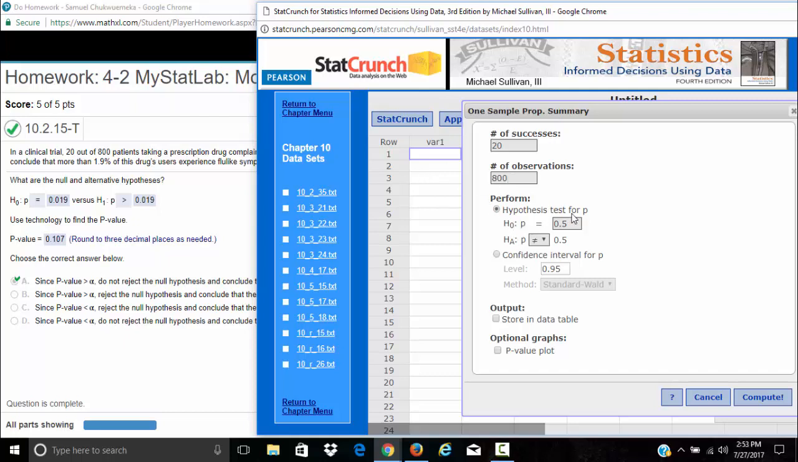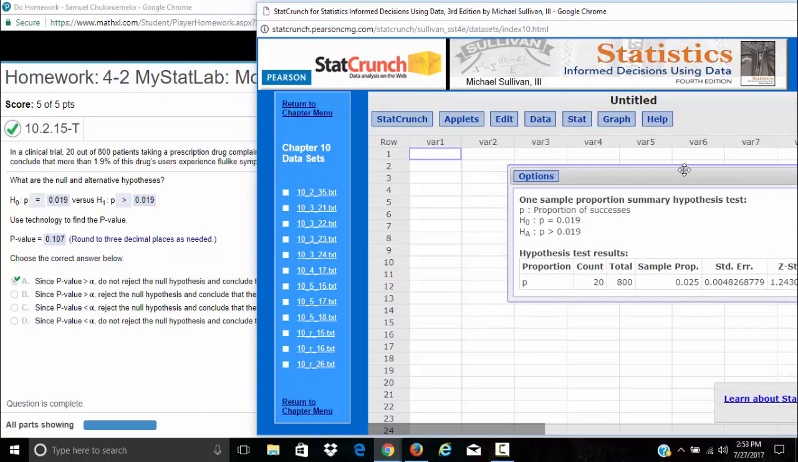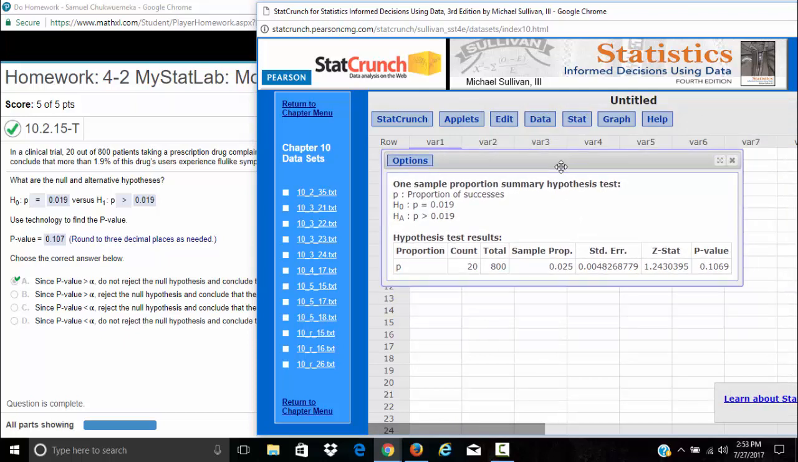We want to perform a hypothesis test, okay? P in this case is 0.019. And the alternative hypothesis is greater than. So you click here, select greater than, okay? It is a right-tailed, one-tailed test. So make sure this is selected, hypothesis test. And you just click compute, okay? When you click compute, you can see it here. The p-value is 0.107. See that?